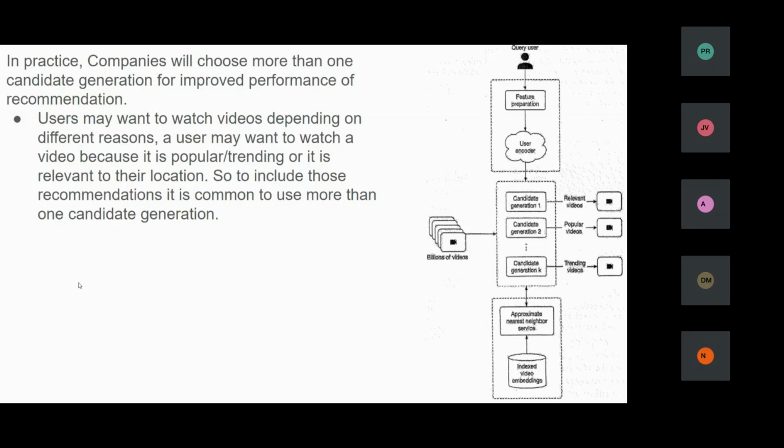In practice, companies will choose more than one candidate generation for improved performance of recommendations. That's what is happening in the diagram on the right: a user may want to watch different kinds of videos for different reasons. The user may like to watch videos because of their popularity. There are certain relevant videos that we have already discussed, the home feed will be recommended depending on the user's profile, and the trending videos that are in the locality or in the country in general. So different candidate generations let us give more recommendations to the user with high ranking quality.